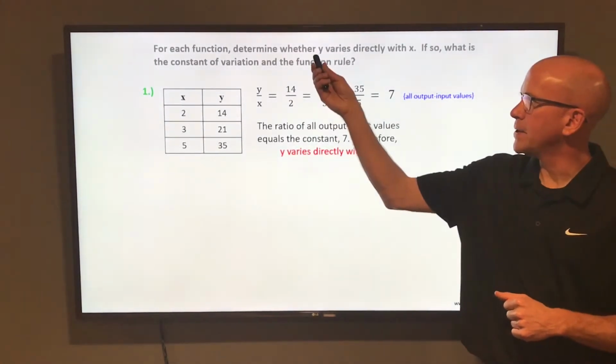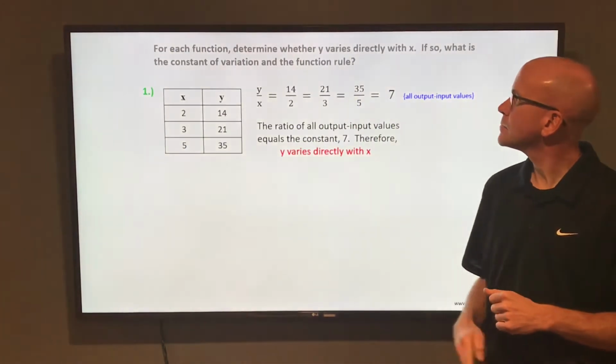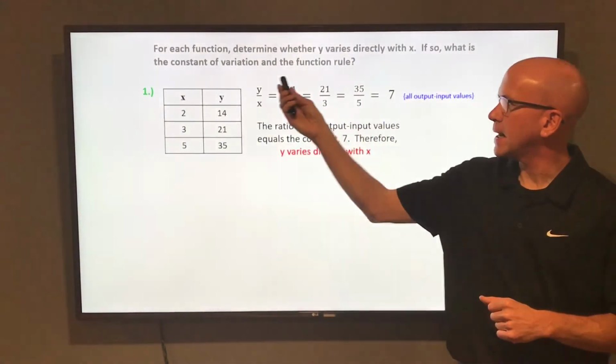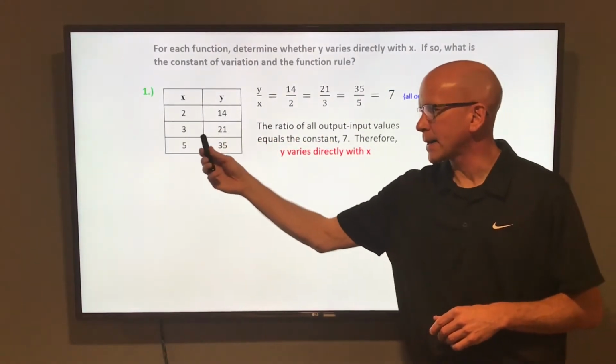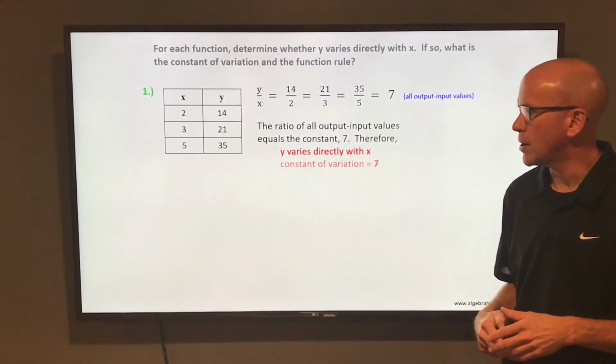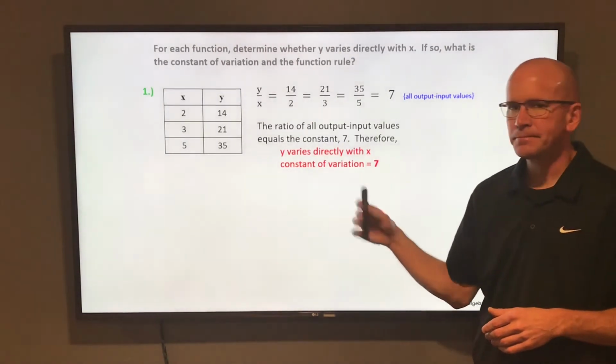So you could say that y does vary directly with x. And it says, if so, what is the constant of variation? Well, we already know. Each time you divide y by x, it's 7. So the constant of variation is 7.